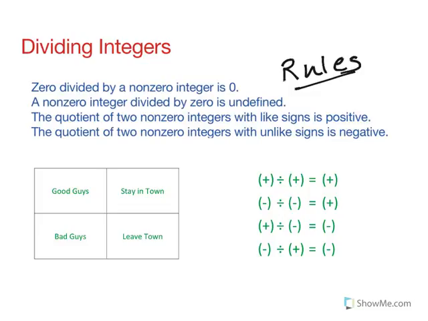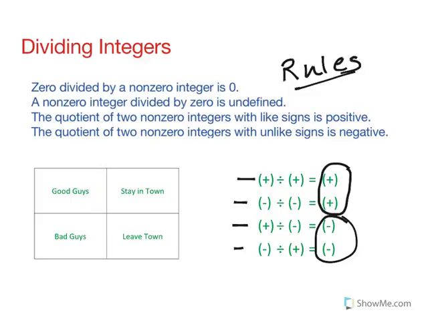A quotient of two non-zero integers with like signs, both positive or both negative, is going to be positive. And the quotient of two non-zero integers with unlike signs, one positive and one negative, their quotient is going to be negative.